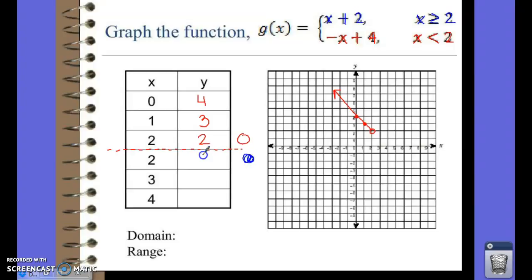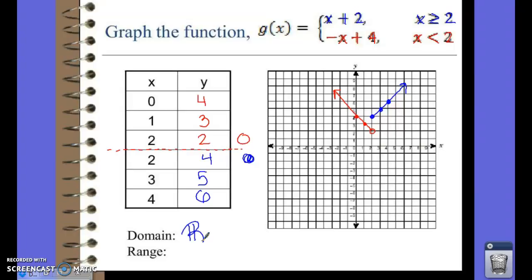So 2 plus 2 is 4. 3 plus 2 is 5. 4 plus 2 is 6. So you plot the point 2, 4, 3, 5, and 4, 6, continuing towards positive infinity. Once again, does my domain include every x value in the world? It goes to all the x's less than 2 and all the x's bigger or equal to 2. Therefore, my domain is all reals.